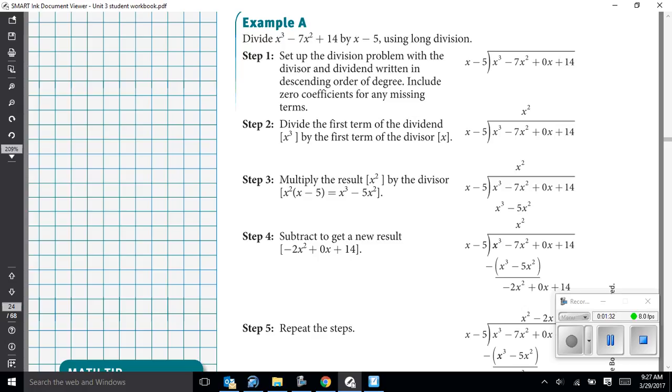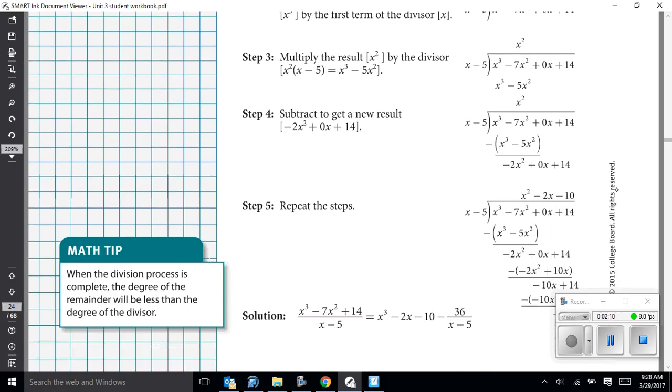So x squared times x gives us x cubed. So we're going to take this x squared and multiply it by x minus 5. That's where they're getting that x cubed minus 5x squared. They're taking x squared times each of these terms. And then we're going to subtract it just like we do in long division, right? You subtract the two. And so the difference between these is negative 2x squared, and then bringing down that 0x and the 14.